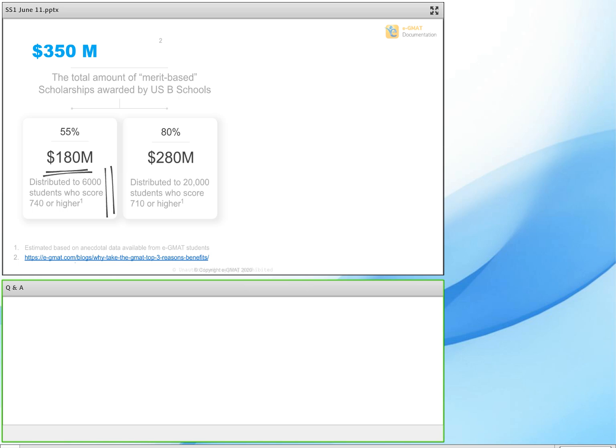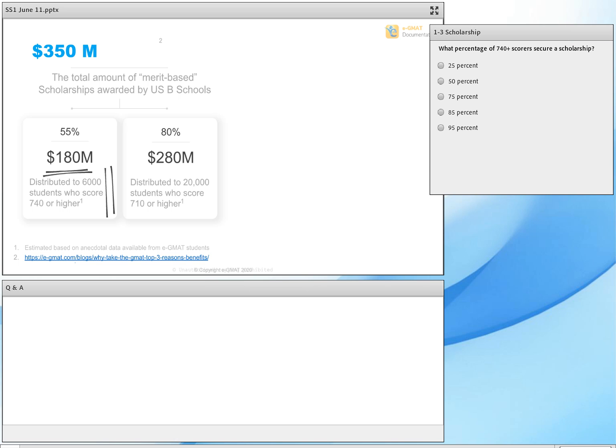Now, can anyone guess, if you get a score of 740, what percentage of people who get a 740 actually get a scholarship? Let me see if I can. Yes, I'm going to put in a poll question here. What percentage of people who get a 740 secure a scholarship?